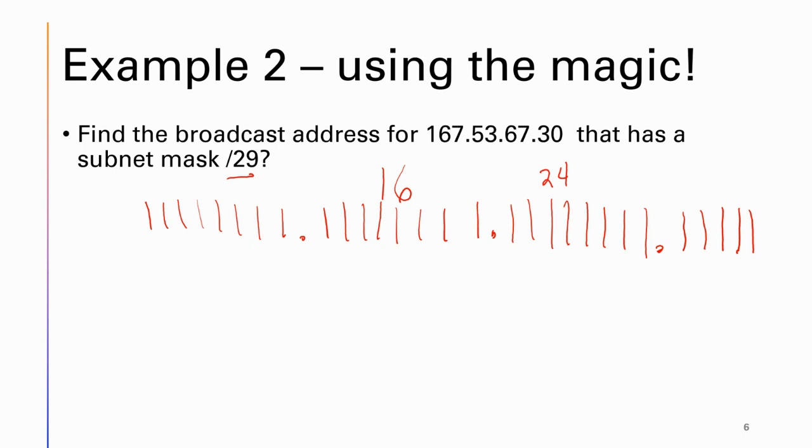And so let's go back here. There's 25, 26, 27, 28, 29. And now the rest has to be zeros. 1, 2, 3, 4, 5, 6, 7, 8. This represents the hosts in the network. This represents the number of subnets, but that's for a different video.